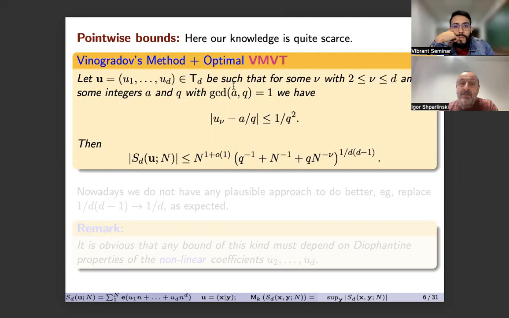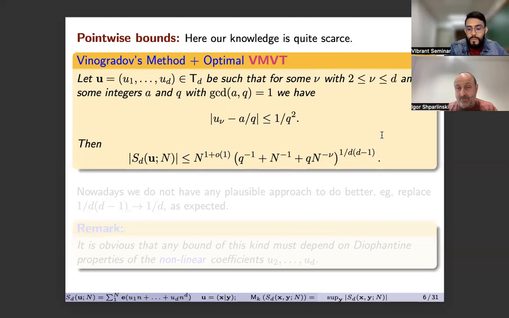So we know that u sub nu is approximated by a over q, with this error 1 over q squared. Then this exponential sum can be estimated in the following way. It's n to the 1 plus little o of 1, and let's ignore this little o of 1. So n is a trivial estimate, because the sum S sub d is the sum of n exponential functions, each of them is 1 by absolute value. And whatever stays on the right of n is our saving. It's one we are doing better than the trivial bound.